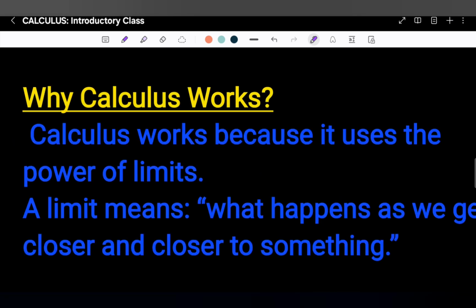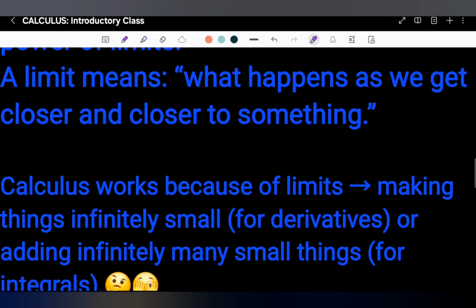Now the question arises: why does calculus work? Calculus works because it uses the power of limits. What? Limits. Limit is the basic stone of calculus. What is a limit? A limit means what happens as we get closer and closer to something.